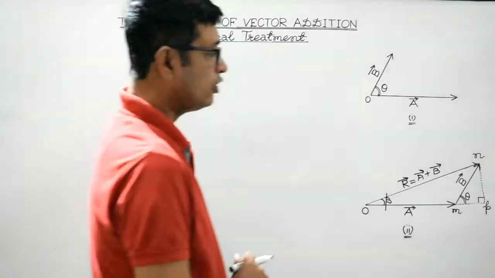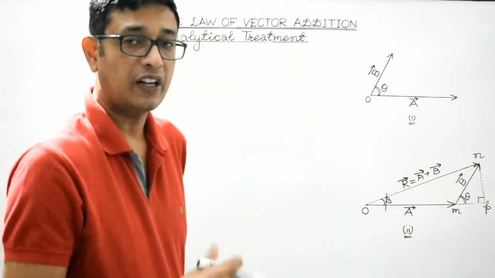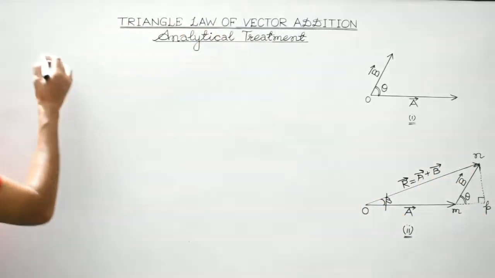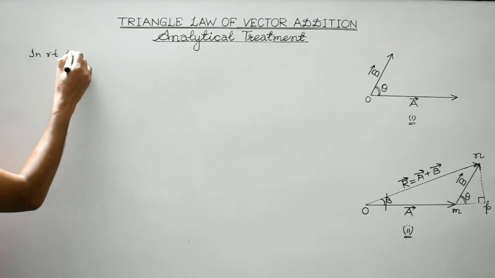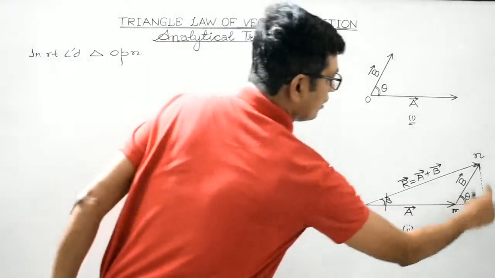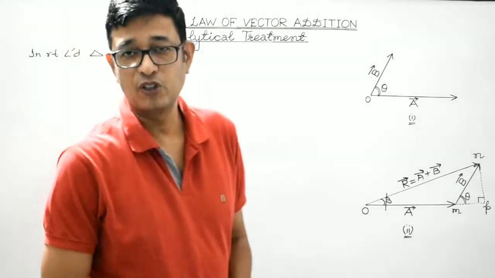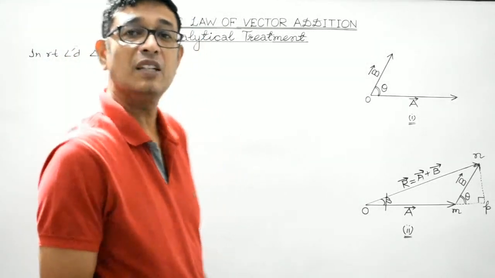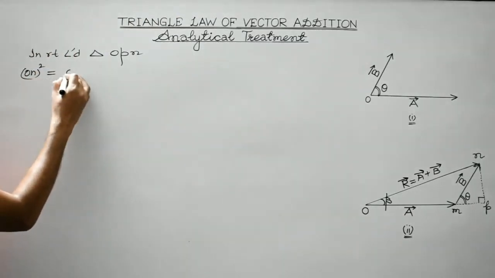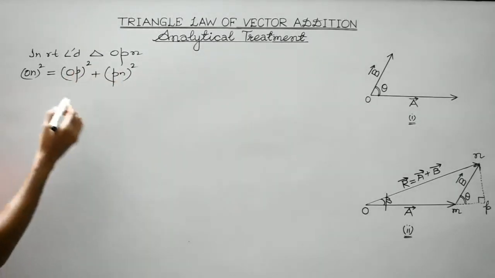So we need to express R and beta in terms of A, B and theta. We need to find the relationship. So what to do is, in the right angled triangle OPN, we can make use of the Pythagoras theorem. Square of the hypotenuse is equal to the sum of the squares of the base and the perpendicular. So what you get is ON square would be equal to OP square plus PN square. Right? Let's solve it.